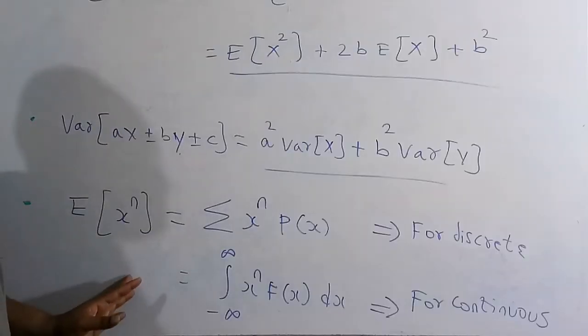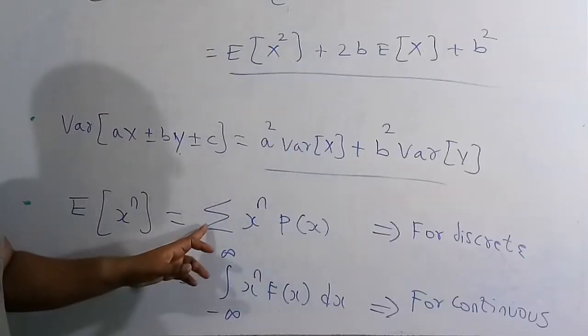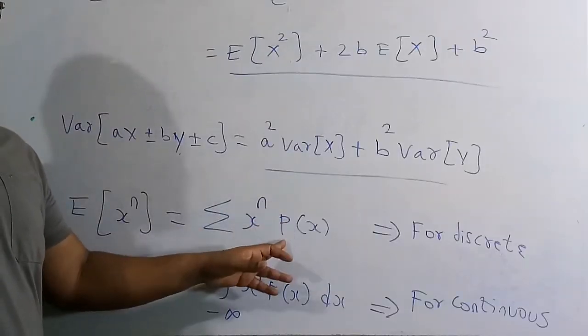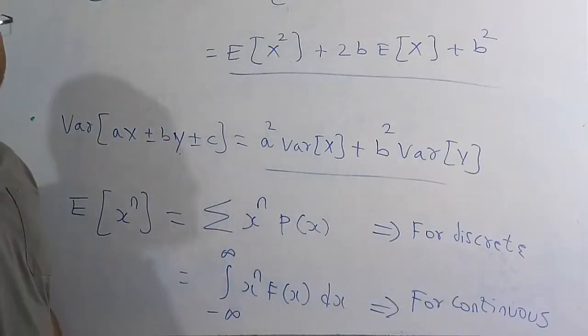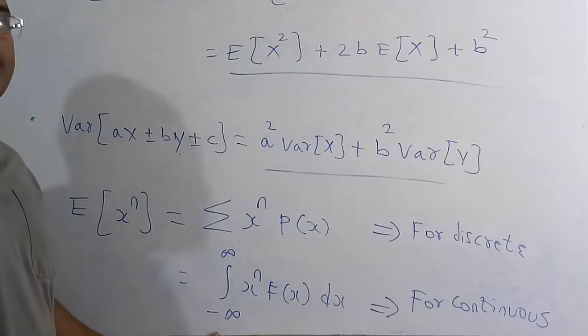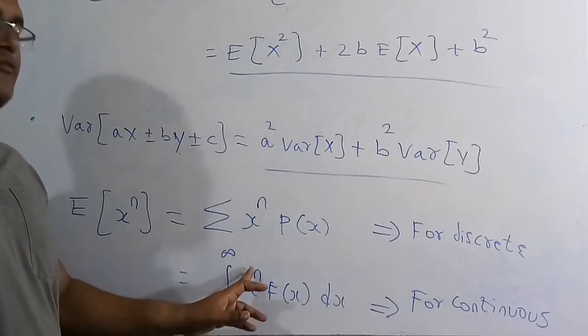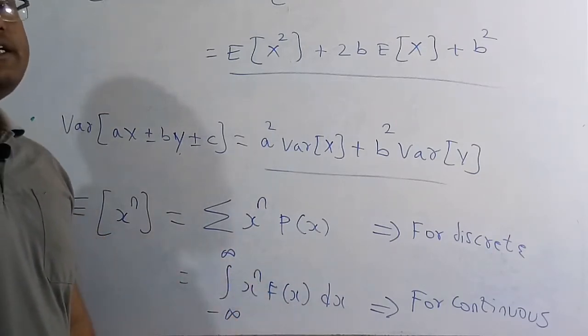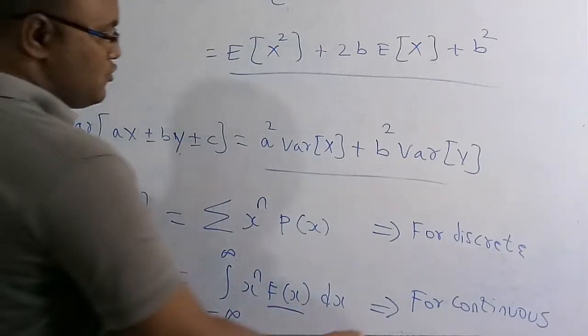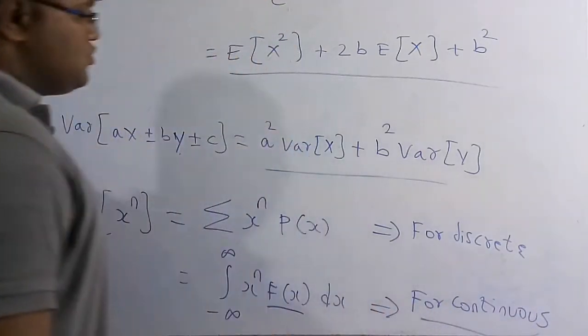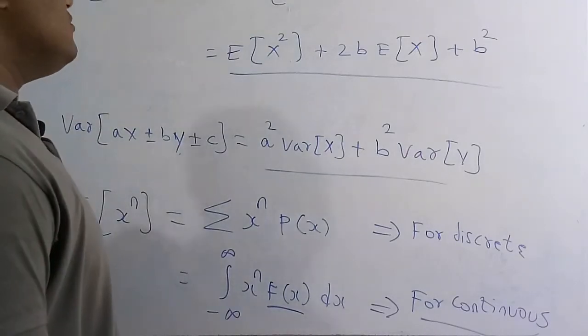Similarly, the expectation of x to the power of n is equal to sigma of x to the power of n into p of x. This is for the discrete nature. Whereas for the continuous nature, it is the integration from x equal to minus infinity to plus infinity of x to the power of n into f of x into dx, where f of x is called the probability density function. So these are the important points that you always have to remember.